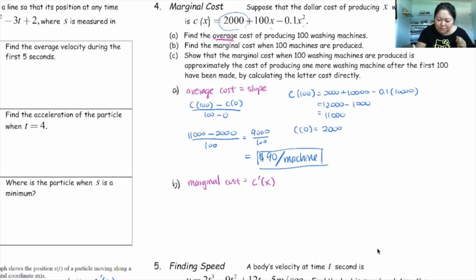All right, so what is C prime here? Well, C prime of x is equal to, well, 2,000 is a constant, so then I got 100 minus 0.1 times 2, that's 0.2x. And it says I want the marginal cost when 100 machines are produced, so that means I'm plugging in 100. So C prime of 100 is equal to 100 minus 0.2 times 100. That's 100 minus 20, that's 80. So the marginal cost is $80 per machine.